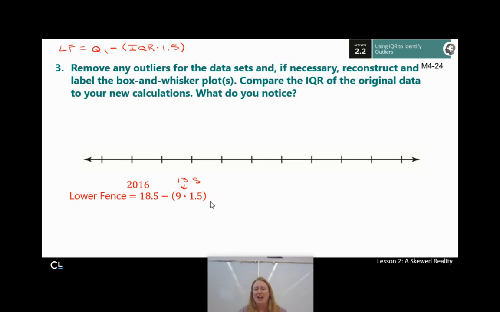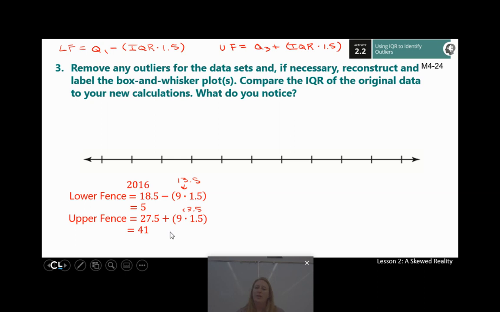It turns out if we subtract those, our lower fence is 5. We now need to do the upper fence. The upper fence was quartile 3 plus our interquartile range times 1.5. We already discovered 9 times 1.5 is 13.5. I'm going to add it to my third quartile, which we found was 27.5. So 13.5 plus 27.5 means that we get an upper fence of 41.